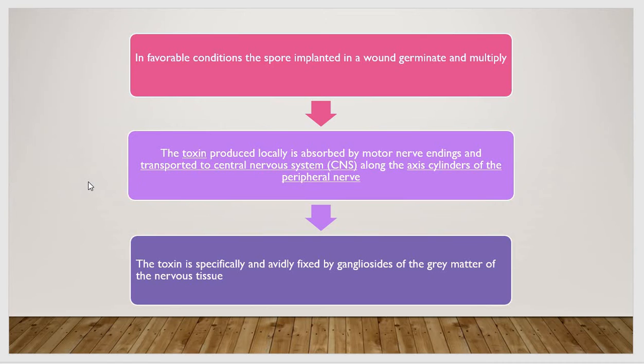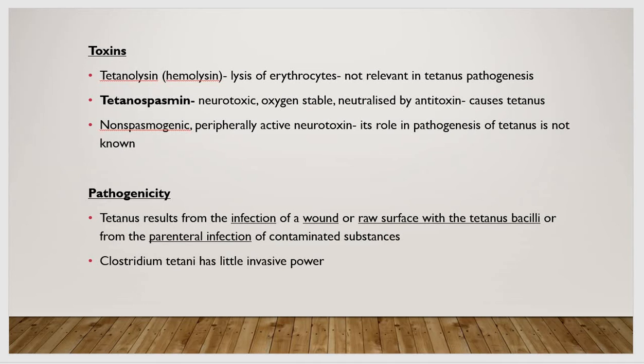Then next we come to the flow chart telling us about the pathogenicity. So in favorable conditions, the spore implanted in a wound germinates and multiplies. When this bacteria comes in contact with a wound, it germinates there, it grows there, it multiplies there. The toxin it produces, the three toxins I told you, the tetanospasmin was the major one.